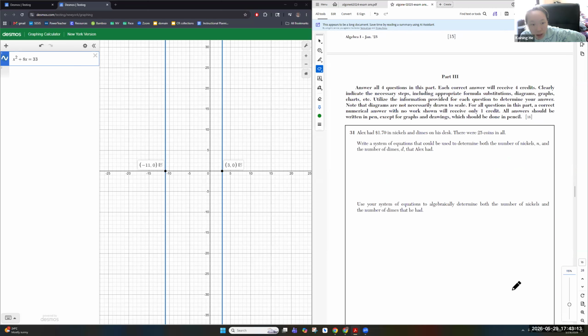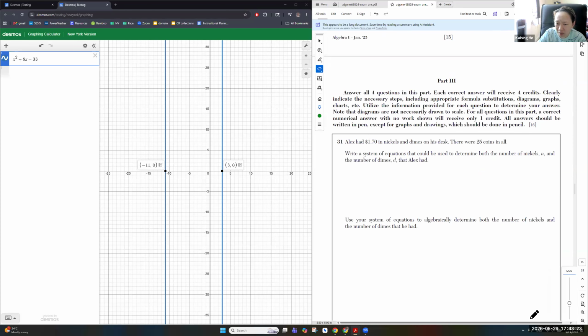So this one: Alex had $1.70 in nickels and dimes in her desk, and there are 25 coins in total. This is a very classic systems of equations. Every time they'll be asking you about hot dogs and burgers, hot dogs and sodas, candies, popcorn and soda in the movie theater, and now nickels and dimes. Always, always, always nickels and dimes. Let's take a look. In here, it says write a system of equations to determine both the number of nickels n and the number of dimes d. So these are the systems of equations.